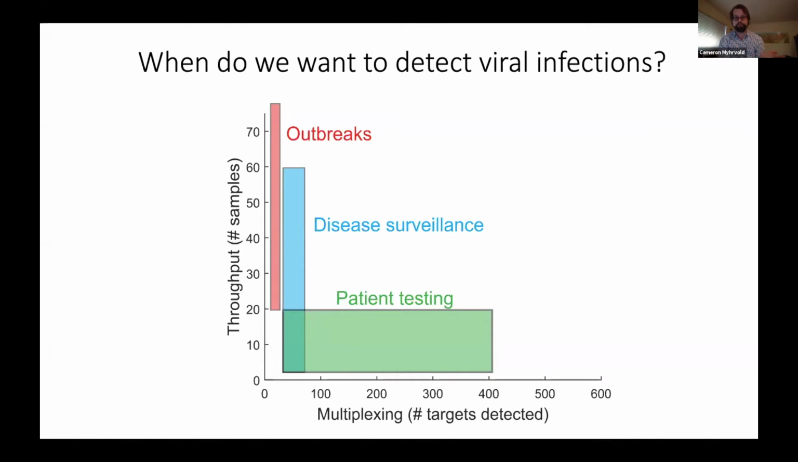So at the moment, for example, we really care a lot about one virus in particular. We need to test a lot of samples. But in other circumstances, we might want to test for a larger number of viruses, for example, if there's a patient who is sick and we don't know what they have. And then there's disease surveillance, which sort of falls somewhere in the middle. We can go to the next slide, maybe.